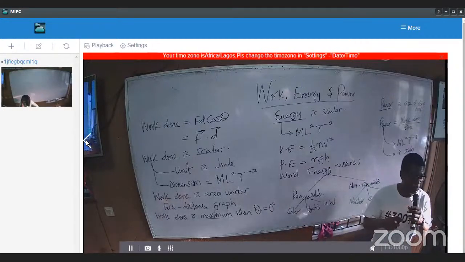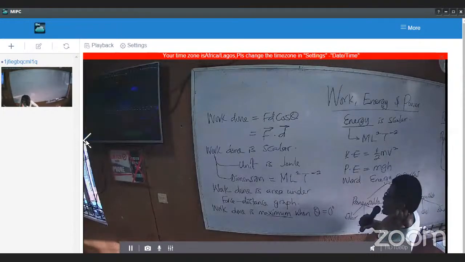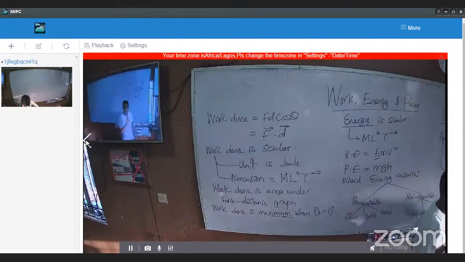Work done, we have FD cos theta for work done. Work done is scalar. Unit is joule. Dimension is ML squared T minus 2.